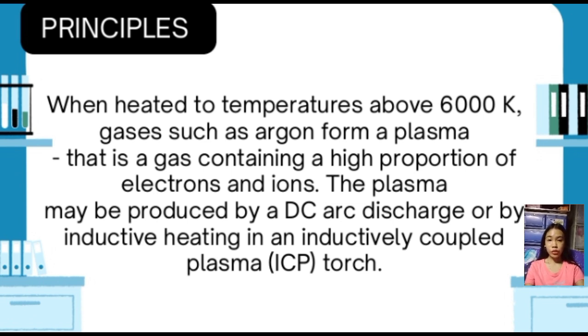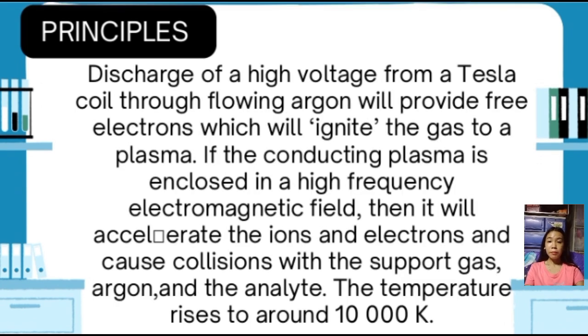At these high temperatures, argon transitions into a plasma state, which is characterized by the presence of a significant number of free electrons and ions. This plasma can be generated through methods such as DC arc discharge or inductive heating, specifically using an inductively coupled plasma or ICP torch. One notable method is the use of a Tesla coil to produce a high voltage discharge through flowing argon, which releases free electrons necessary for igniting the gas into a plasma state.